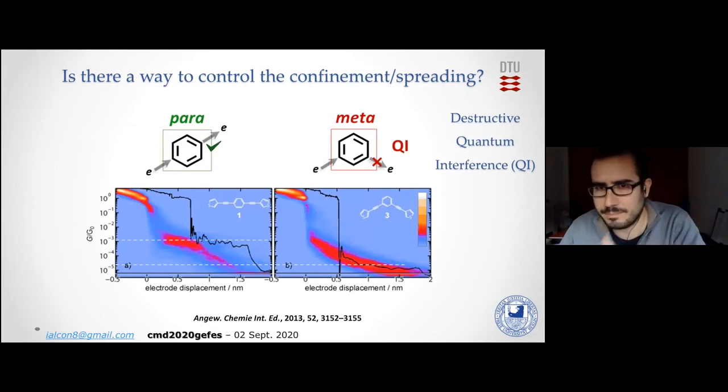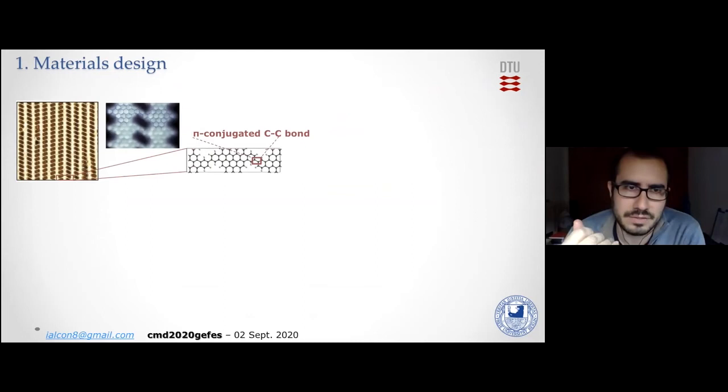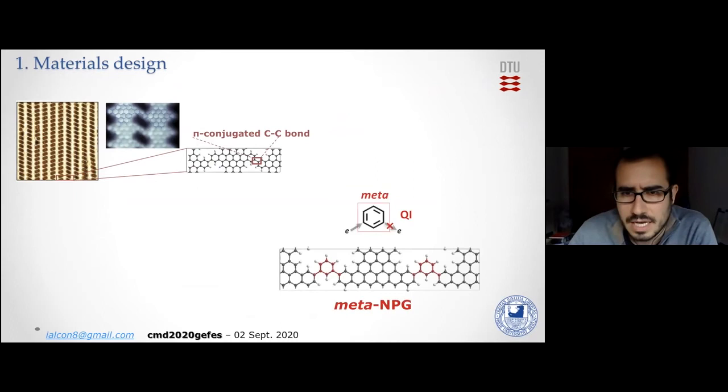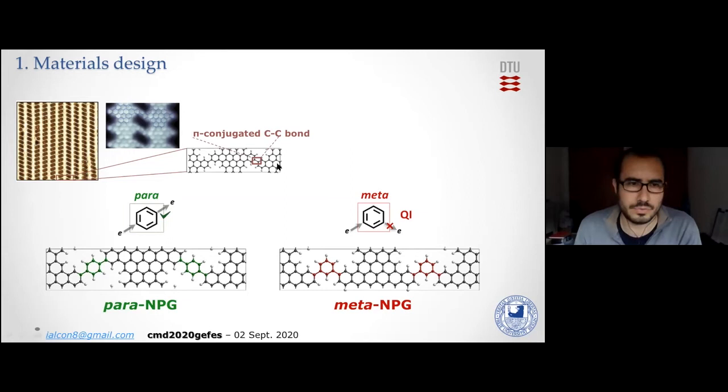So the first thing that we did was, okay, how do we have to design our new nanoporous graphenes to actually demonstrate this, if we could use this quantum interference to engineer the currents in these materials. And essentially, it's quite direct. We said, okay, we bridge the graphene nanoribbons with benzene rings, one in meta and another in para as a kind of reference point. The comparison between these two will tell us if the quantum interference is really doing something.